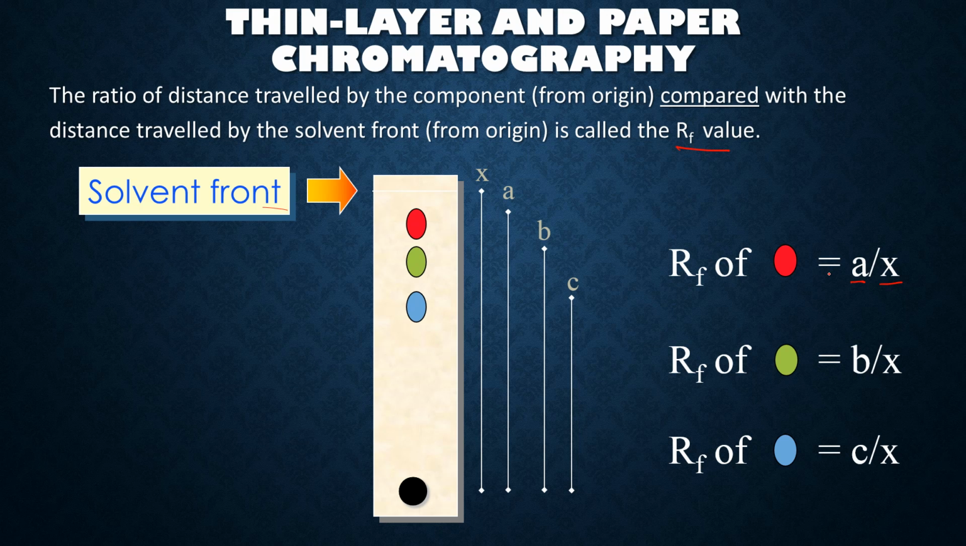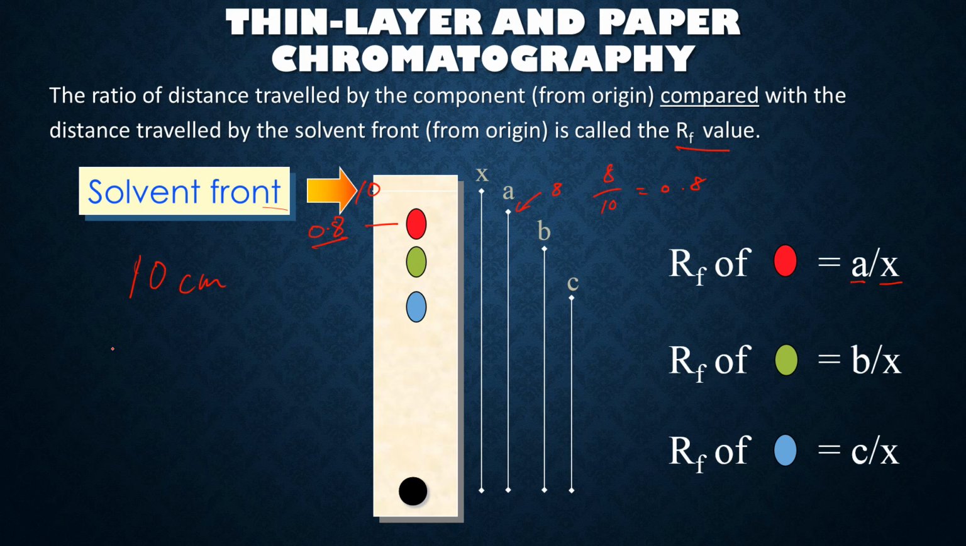The reason you do it this way is because if I was to run a chromatogram that was, say, 10 centimeters, and let's say the RF factor of the red component was 0.8, that means the solvent front would have been 10 centimeters, and the distance travelled by the A component, which is our red component, would have been 8 centimeters. So 8 divided by 10 equals 0.8.